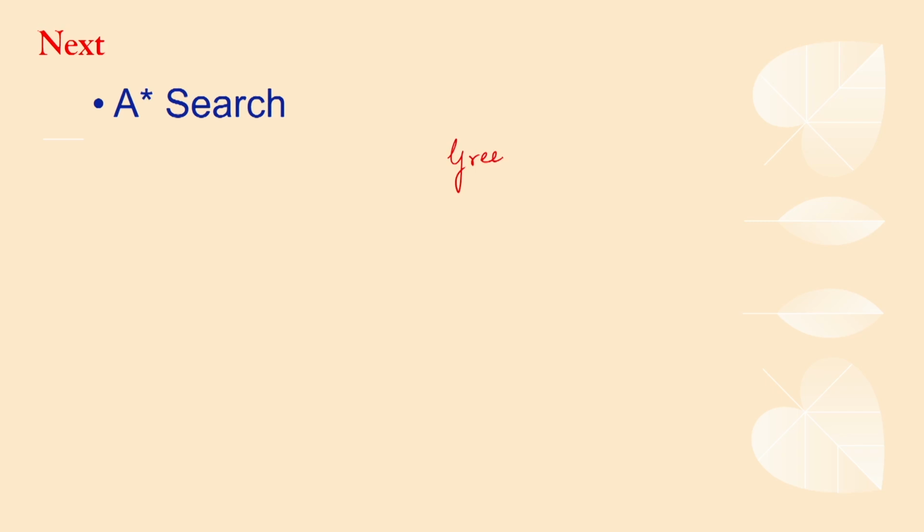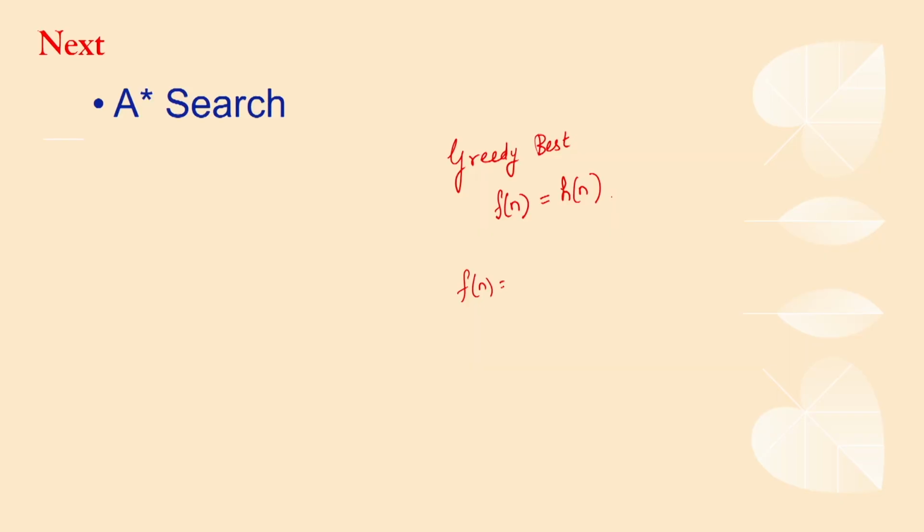So that is the summary of this session, where we covered greedy best first search, in which f of n functions only based on the heuristic value h of n. In the next session, we will see A star search, which has both g of n as well as h of n. Okay, I will see you in the next session with the explanation of A star.